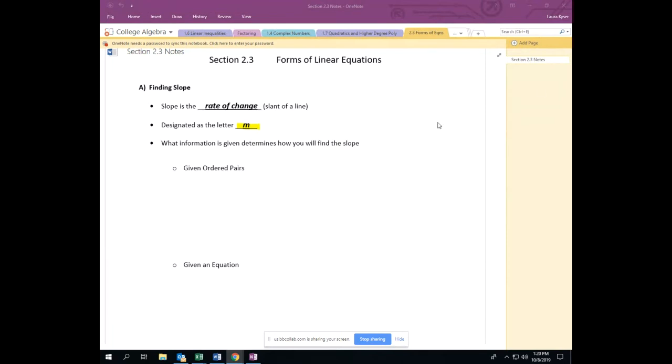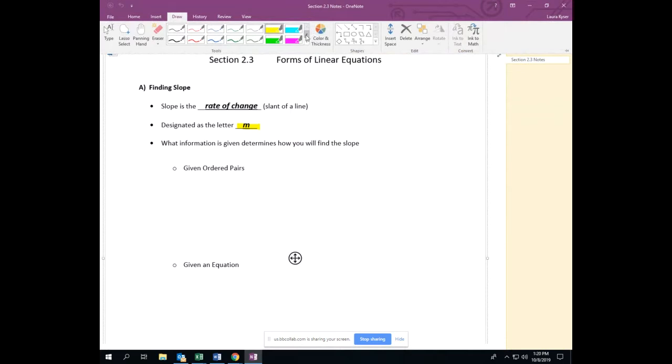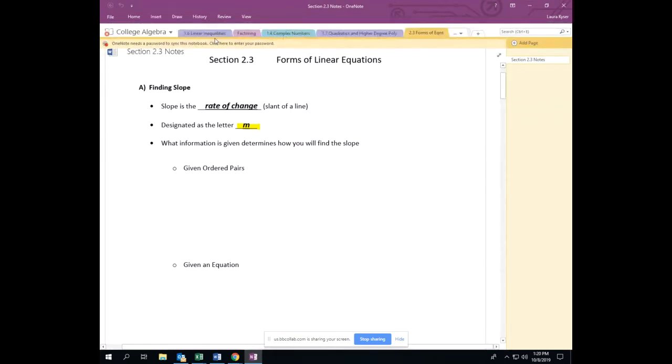So, this is section 2.3, which is immediately following the intro section 2.2. In this section, we're going to discuss different forms of linear equations. One of the main focuses of this section is to discuss finding the slope of a line. Slope is very important. It's one of the key pieces of information that you can take from an equation or use in an equation. So we want to make sure that we have a pretty firm grasp on how to find the slope based on different scenarios that we might be presented with.